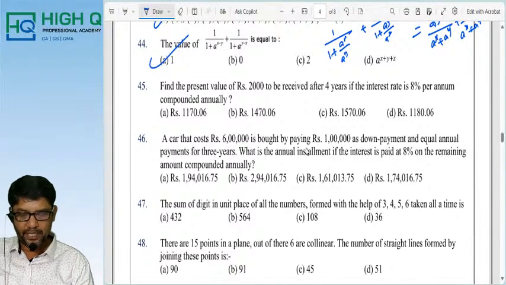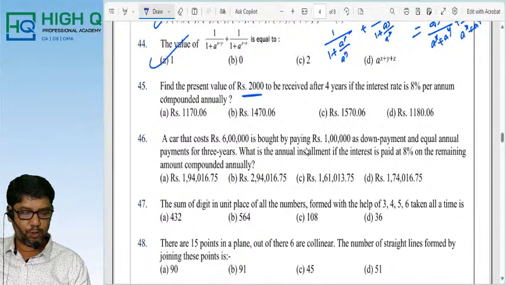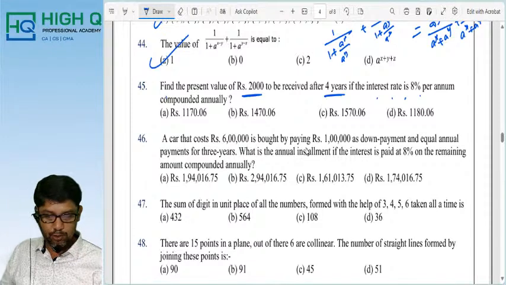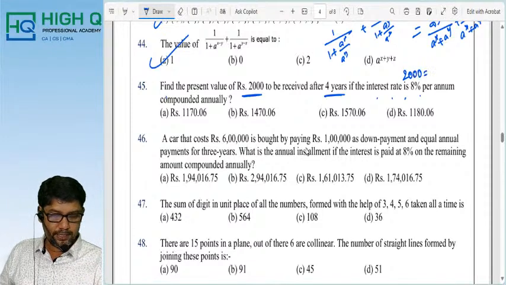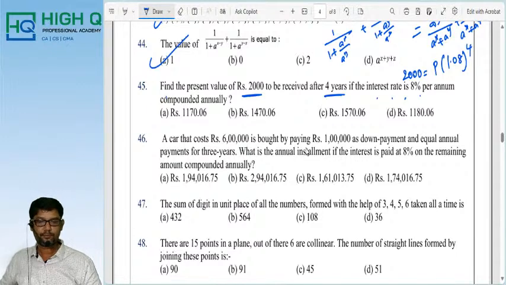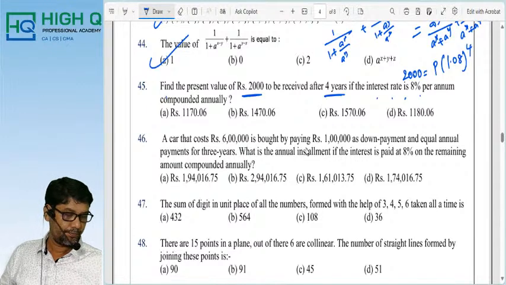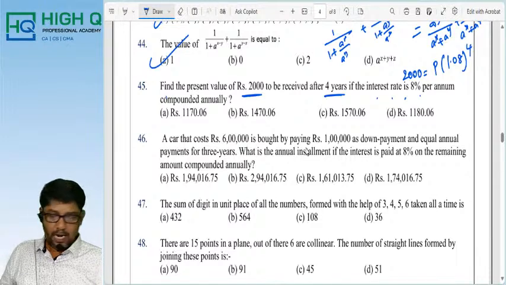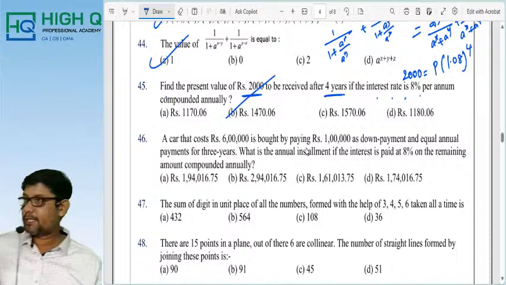Now, this one, make it fast. Find the present value of 20,000 rupees to be received after 4 years if the interest rate is 8% per annum compounded annually. It's a compound interest question, so therefore 20000 is equal to P into 1.08 whole power 4. Can you please tell me the answer? I am getting 14700.6.